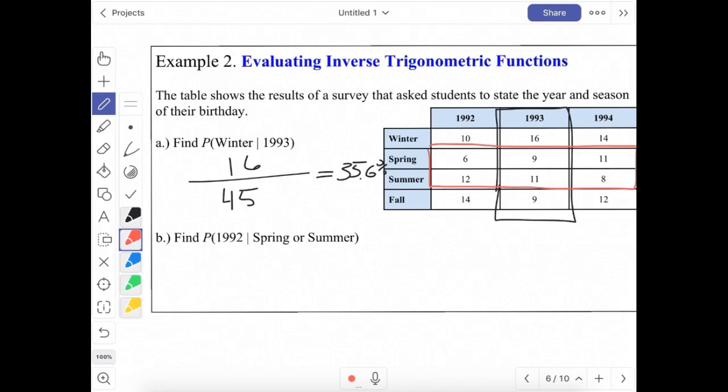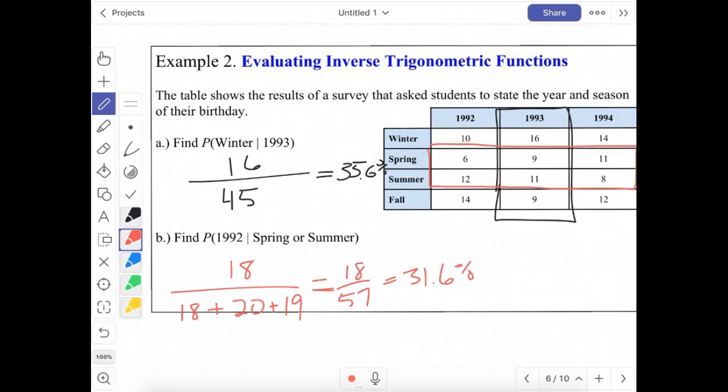Now the probability of having your birthday in 1992 would be those spring and summer 1992 birthdays. So the case here would be 6 plus 12, which gives us 18 out of 18 plus 20 plus 19. So 39, 49, 57. 18 out of 57. If you were to simplify that, it would give us roughly 31.6%.